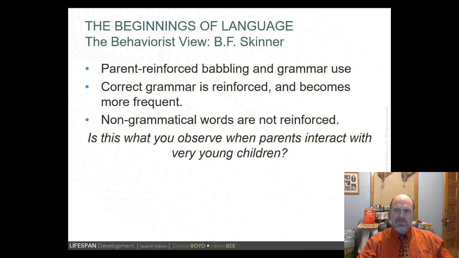However, Skinner's theory makes sense on the surface, but when you think of it, parents tend to repeat the correct grammar and incorrect grammar, which technically might reinforce the negative behavior as well, because we like imitating what they say because it's so funny.